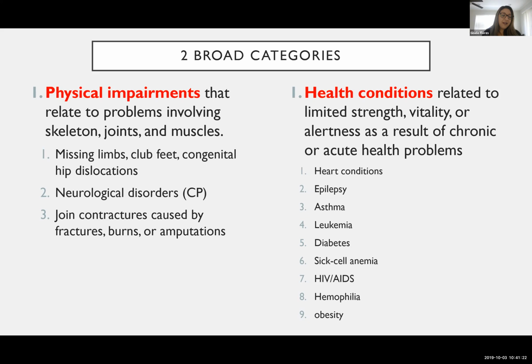And then you might not think of obesity as a health condition, but when a child has too much body weight, so the body mass index is really high, it impairs their ability to focus, and it impairs their ability to sit and attend.